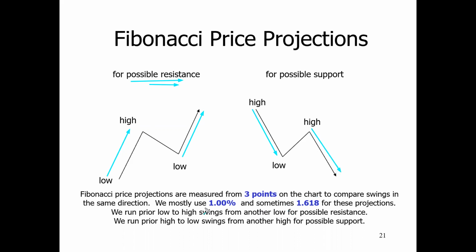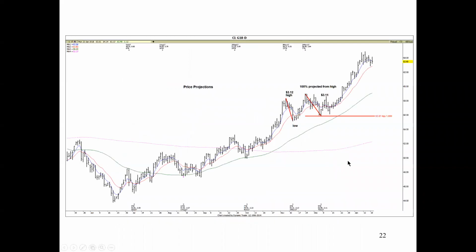And I'm using 100% as the ratio all of the time. And sometimes I will add 1618. But the reason why 100% is so important is because that's what gives you the symmetry projections. And symmetry by itself is actually a very simple yet powerful trading tool. And we will go through some of those examples also. But let's look at projections.